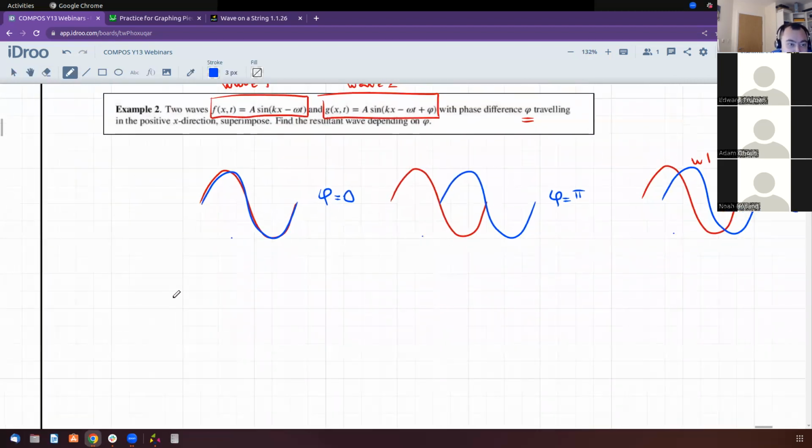The principle of superposition says that the total displacement caused by the two waves is equal to the sum of individual displacements. So f of x, t plus g of x, t is a sine of kx minus omega t plus a sine of kx minus omega t plus phi.